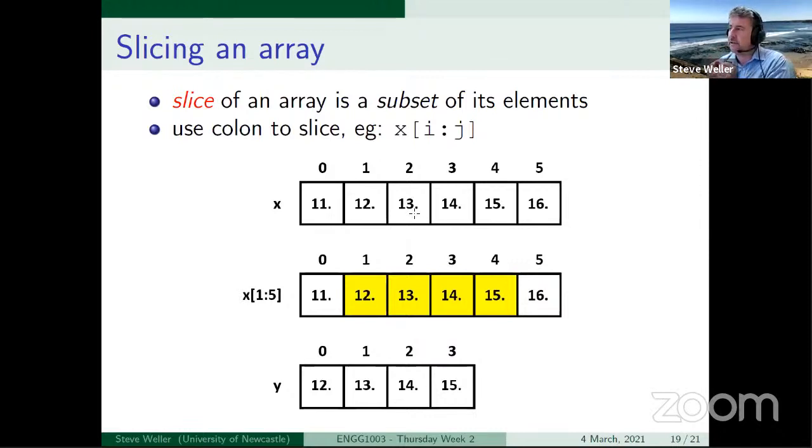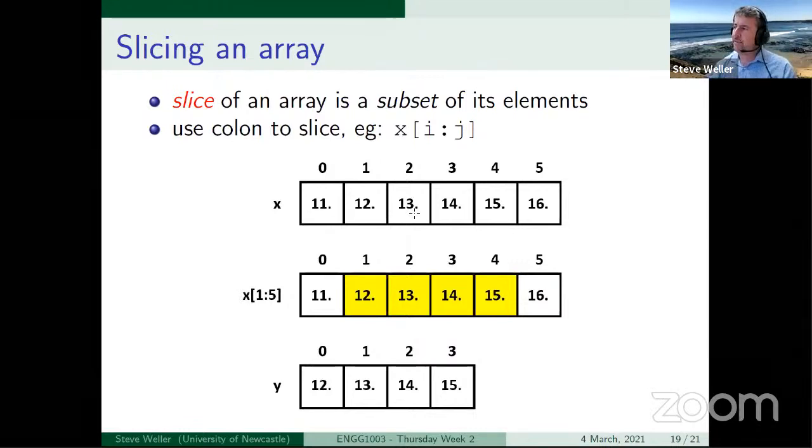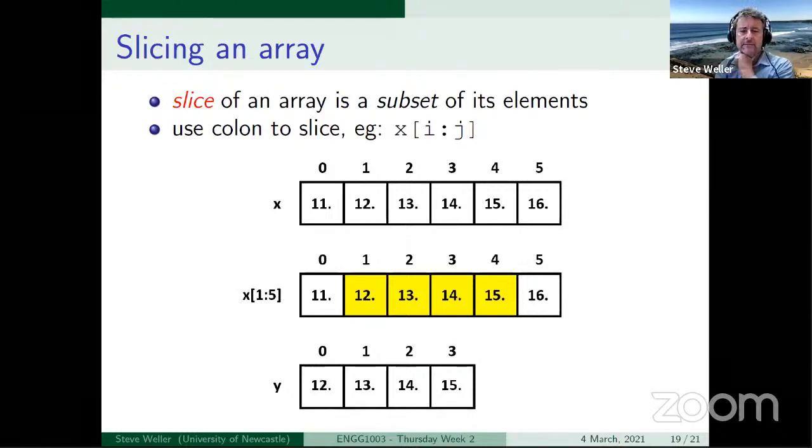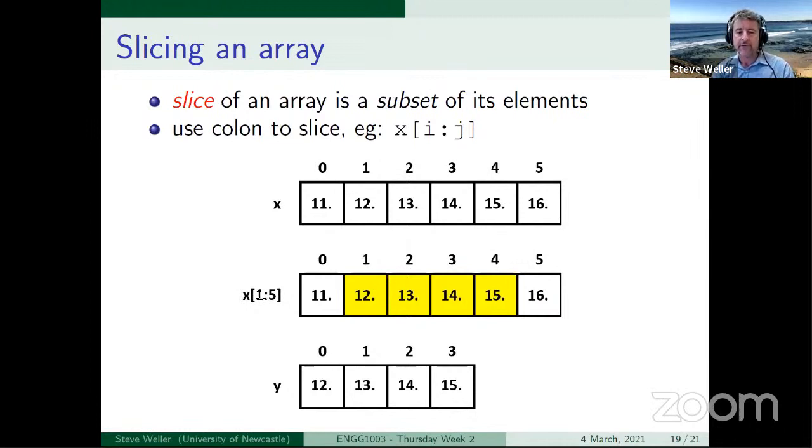In Python terminology, that's called slicing the array. Slicing an array is to take a subset of its elements. And the way that that's done in Python is to use this colon operator. So if we have an array X, X[i:j] allows us to reference a subset of the indices for the array X and to create a new array from it. So what you see here on the screen on page 19 is a representation of a six element array X. A slice operation performed on that X to extract the subset consisting of the four yellow elements, and then a Y at the bottom, which is created from extracting that subset.